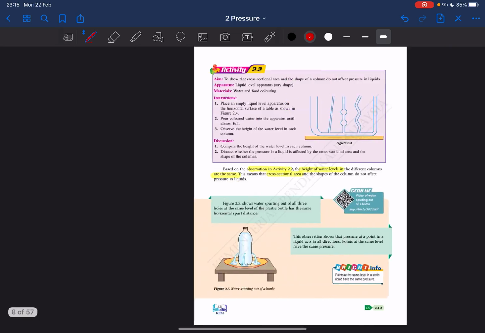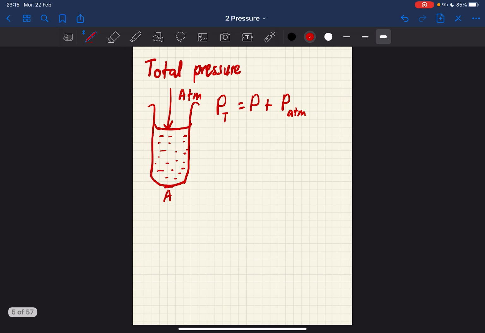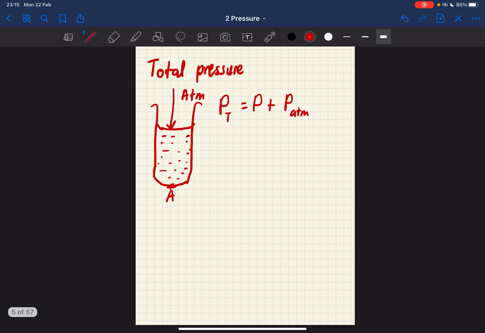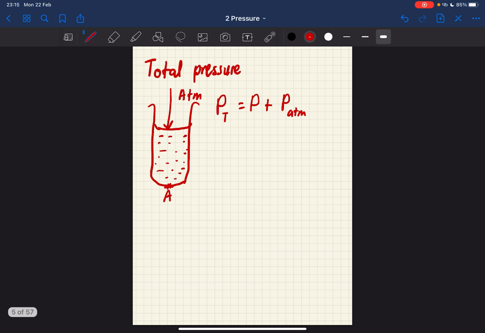So based on the information, we can obtain that the total pressure at point A is equal to 300 plus 100,000 Pascal, which is the pressure of the atmosphere. Therefore, you get the answer of the total pressure. Alright?